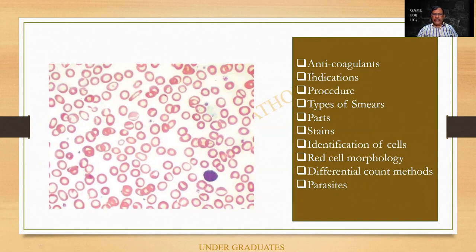Before I go to the next slide, I would like to make a mention of the anticoagulants. 2% EDTA, ethylene diamine tetraacetic acid, is being used. But then there are other anticoagulants in hematology. 3.8% trisodium citrate is used for ESR. A double oxalate mixture is used for the ESR again by the Winthrop's method.